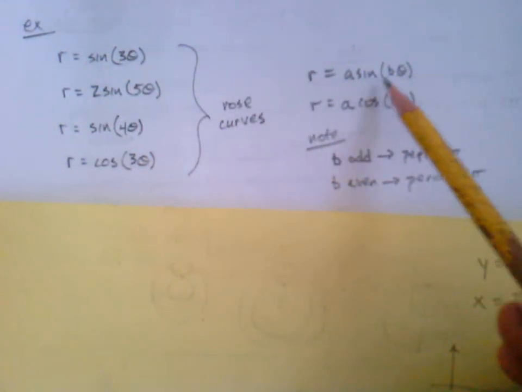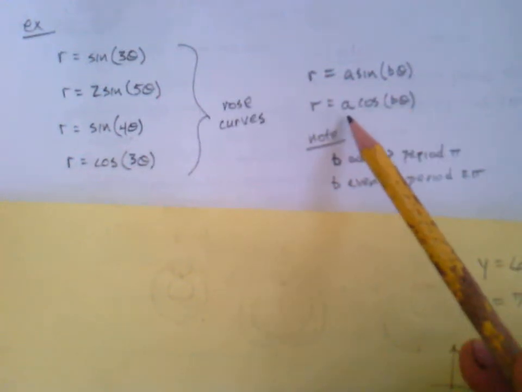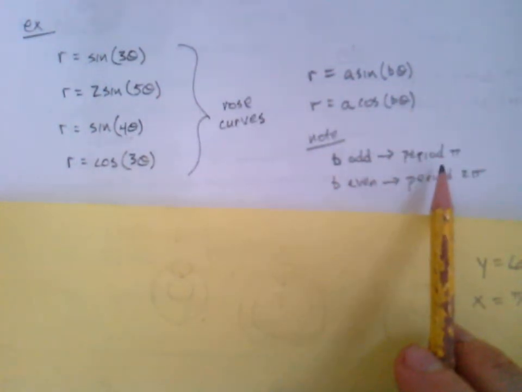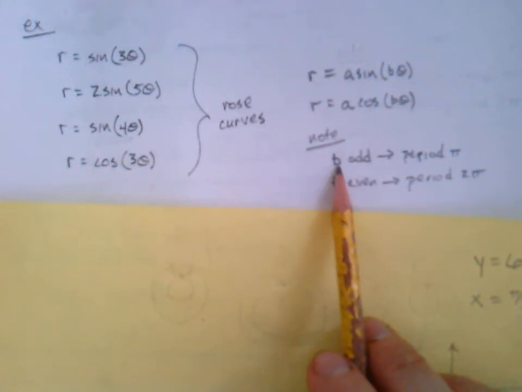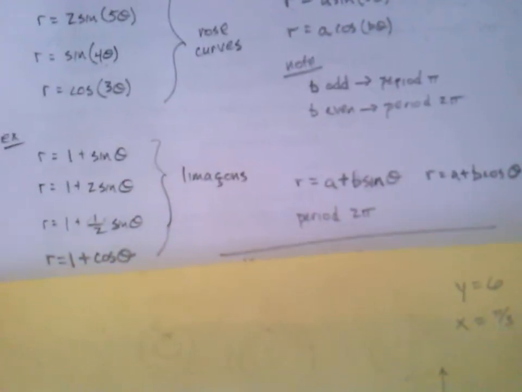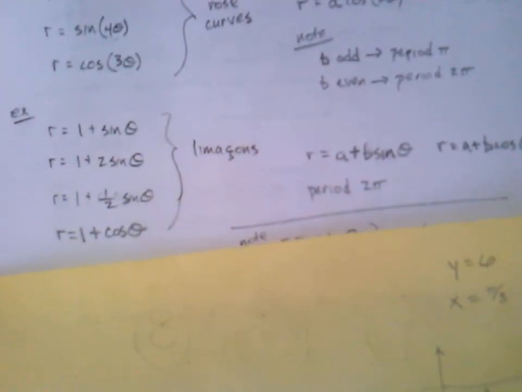Just in general, the rose curves look like this: r equals a sine b theta, or r equals a cos b theta. If b is odd, then there are exactly b petals because the period is pi. If b is even, then there are 2 times b petals because the period is 2 pi. The rose curves.